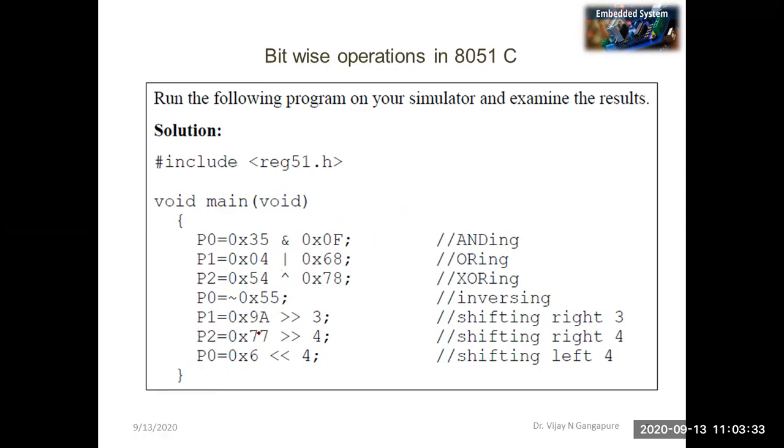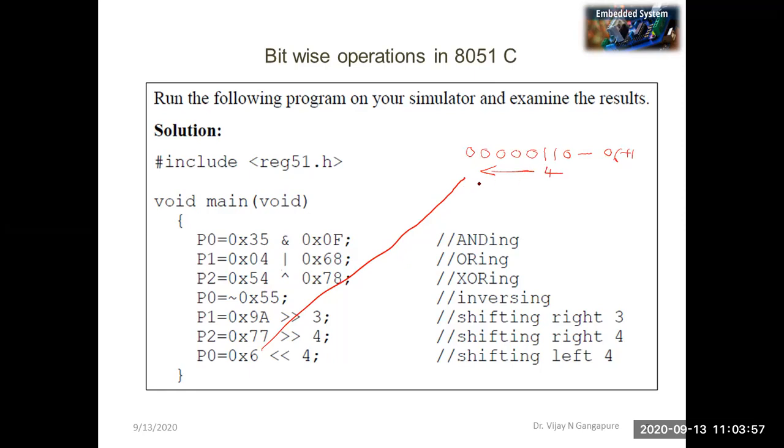So here in this case, we will do this. 0x6 means it is 0 0 0 0 0 1 1 0. This is 06H. Okay, so it is being shifted towards the left by 4 positions.